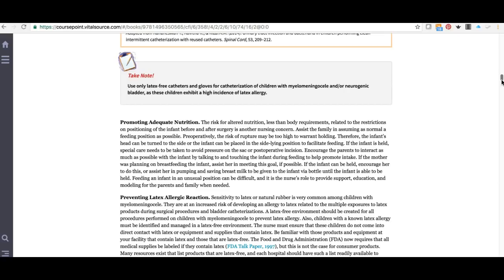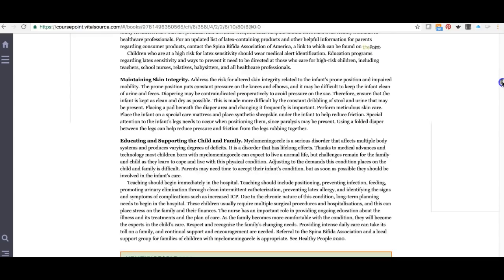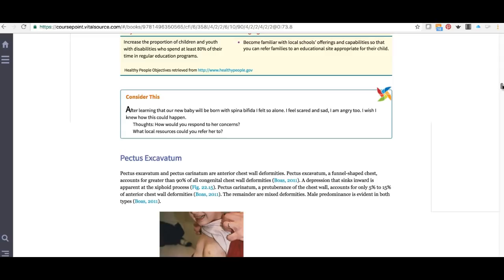Only latex-free supplies for these kids. They are exposed so many times for their surgeries and their catheterizations that they develop a sensitivity to latex. Most all of them have it. So make sure that you're aware of that. Lots of education to do there.